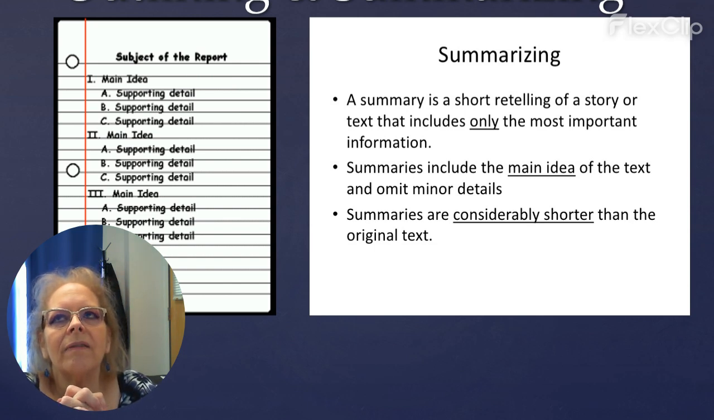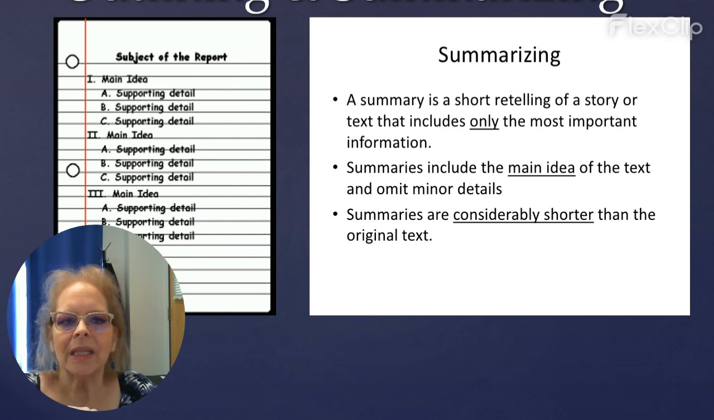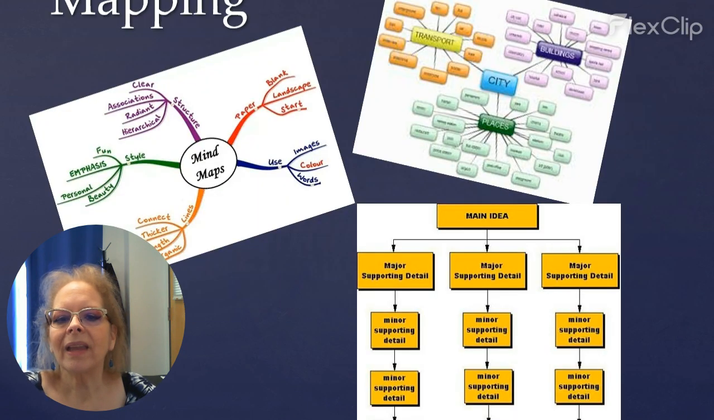Picture a movie you went to see recently, and a friend asks you what the movie's about. You're not going to talk for 2 hours. You might talk for about 5 minutes. You just tell them the key points that were happening in the movie, right? That's what summarizing is. This is mapping in different ways.